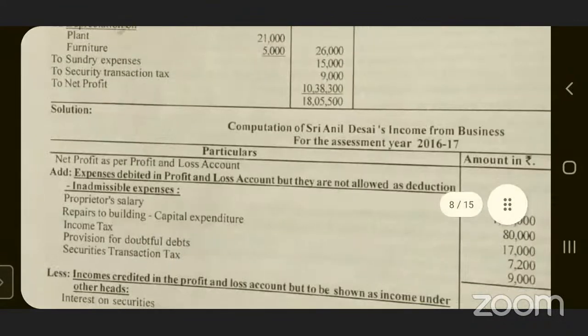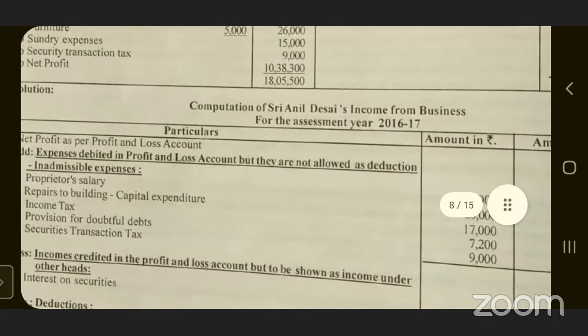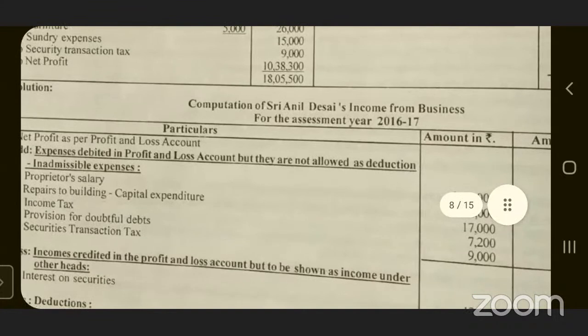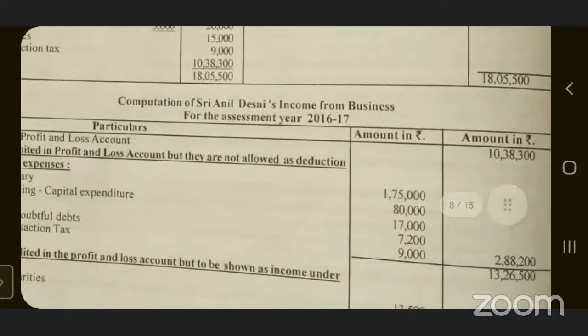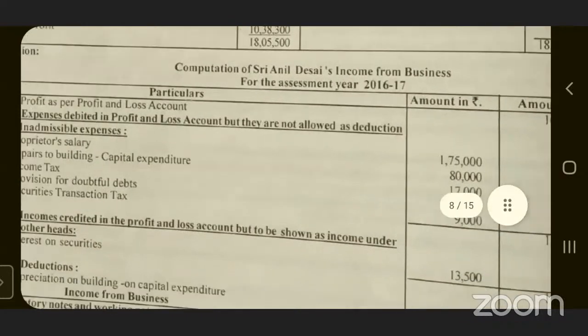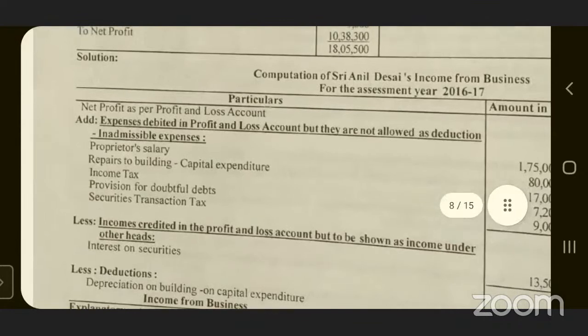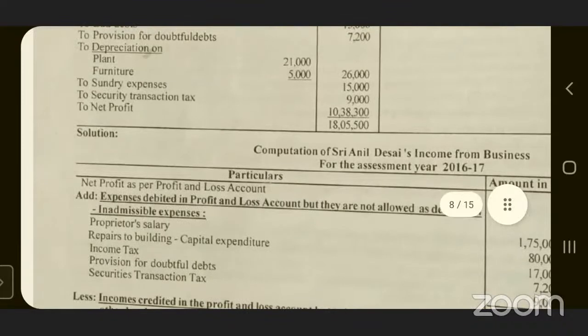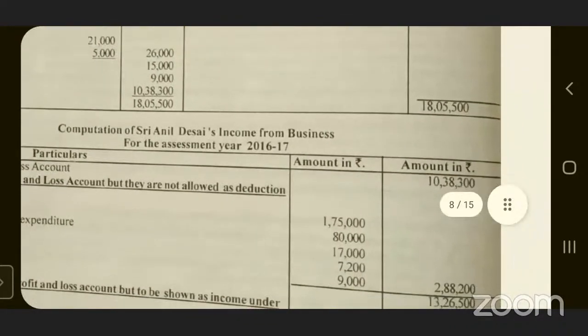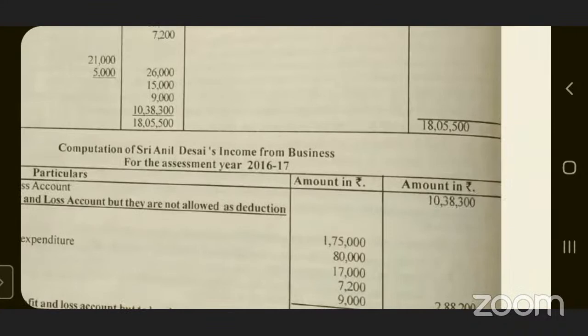So, first of all, draw a table with the title as Computation of Income from Business for the assessment year. As usual, just 3 columns, particulars, and for amount, 2 columns. One is inner column, one is outer column. In order to make adjustments in the inner column, the first sentence you have to write is net profit as per the profit and loss account. Here that is 10,38,300. For that we need to make adjustments.